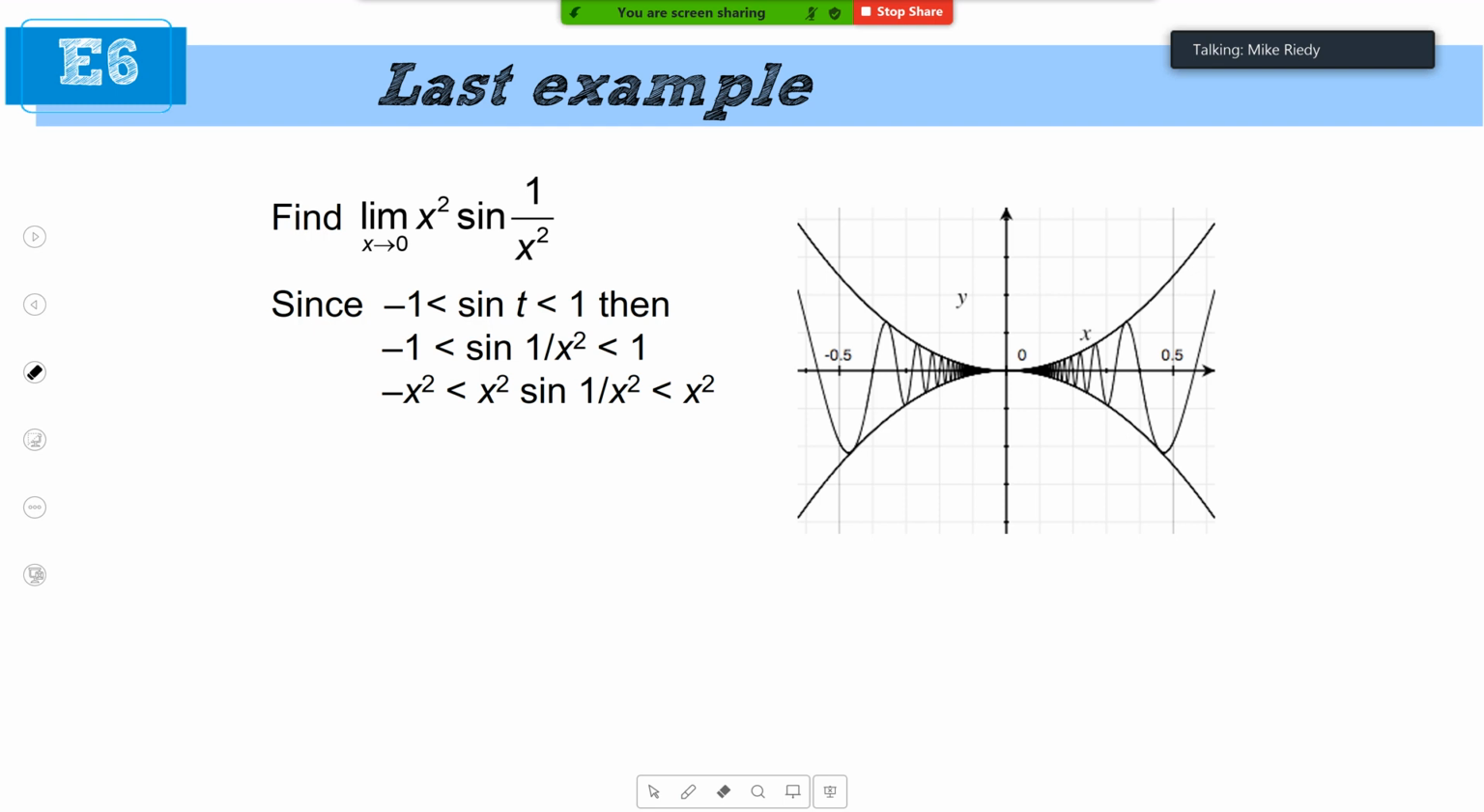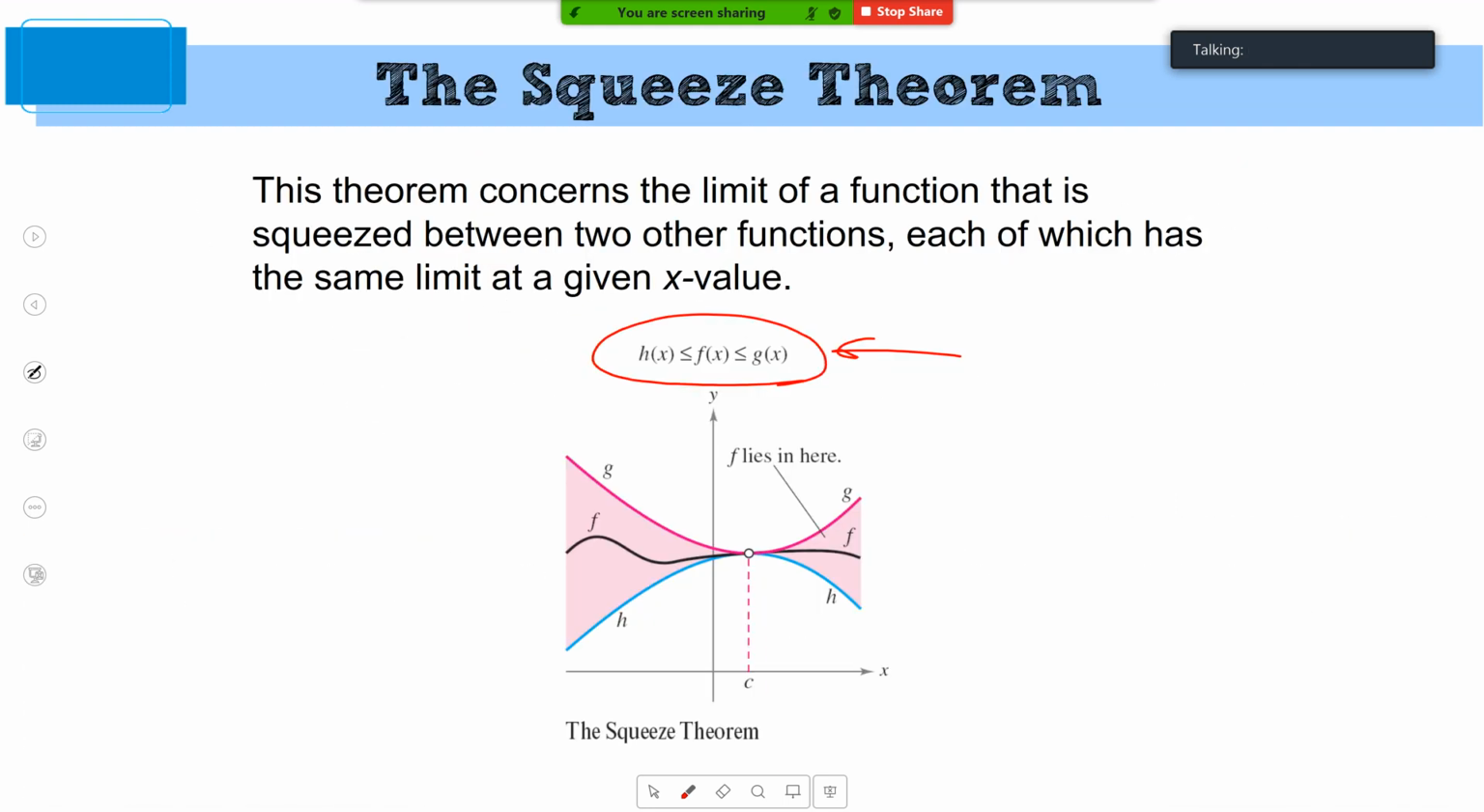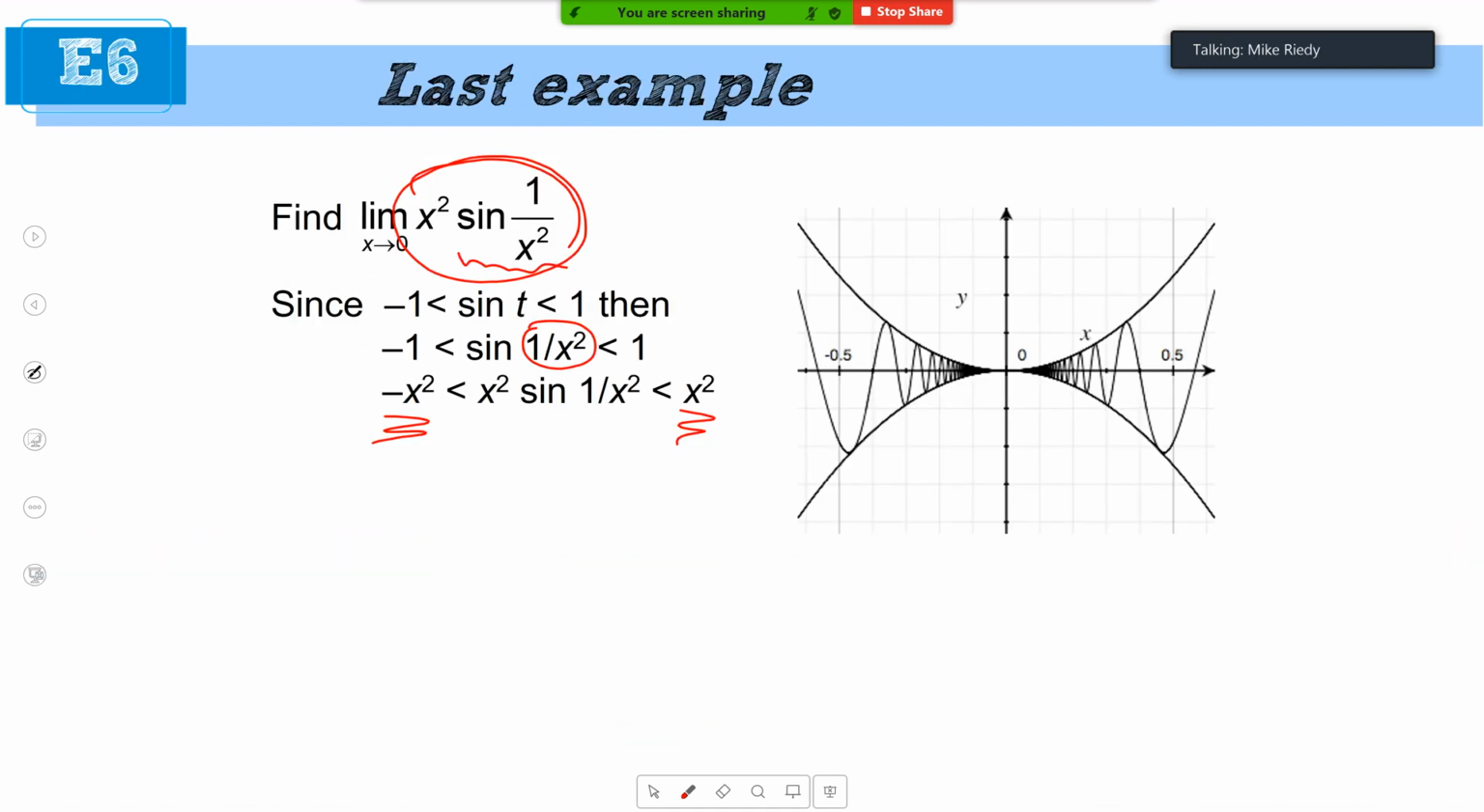So what I chose to put in for t is 1 over x squared, because that's what I need it to be in this problem. So the sine of that mess has got to be between 1 and negative 1. But that's still not enough because my entire function involves x squared. So I multiplied everything by x squared. And I get negative x squared is less than x squared times the sine of 1 over x squared is less than x squared. That should look familiar, because it looks like this from our original function. So we've established the bread and the ham.